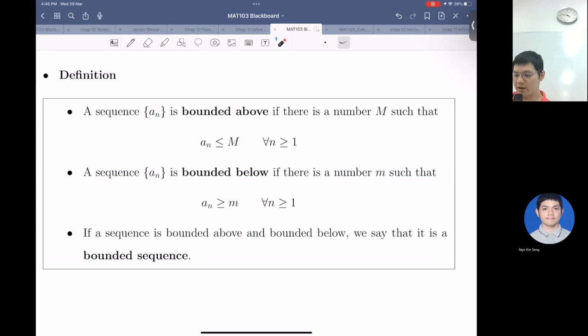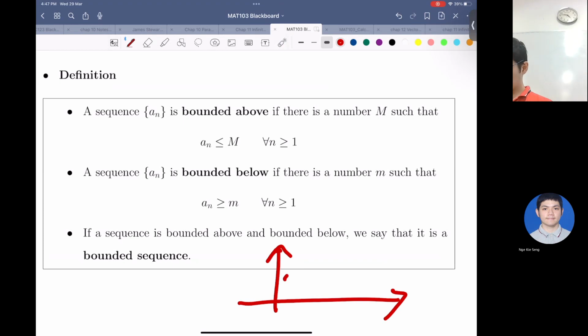A sequence a_n is bounded below if there's a number m such that a_n is greater than or equal to m, little m, for all n greater than or equal to 1. If a sequence is bounded above and below, we will say that it is a bounded sequence. So it must be bounded above and below. Let me draw it.